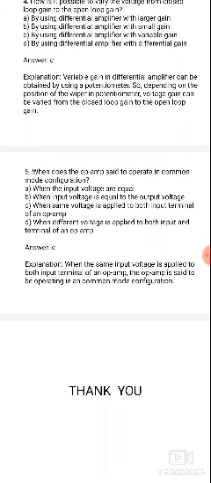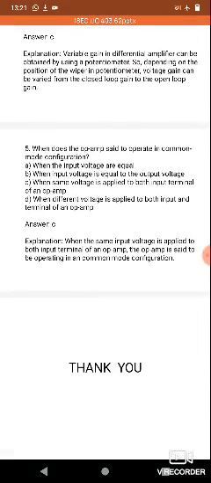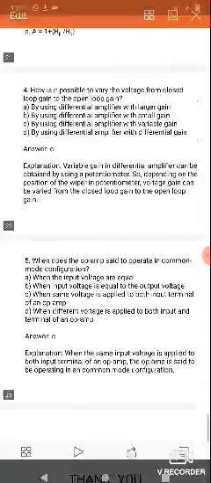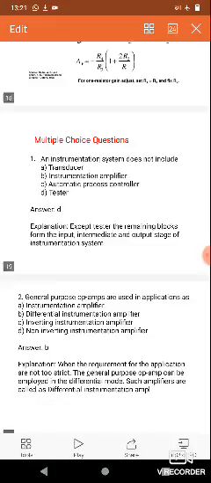That is nothing but when the same input is applied to both input terminals of the op-amp, the op-amp is said to be running in the common mode configuration. So it is possible only by applying the same inputs, that is, applying common inputs. These are some multiple choice questions related to instrumentation amplifier and CMRR.